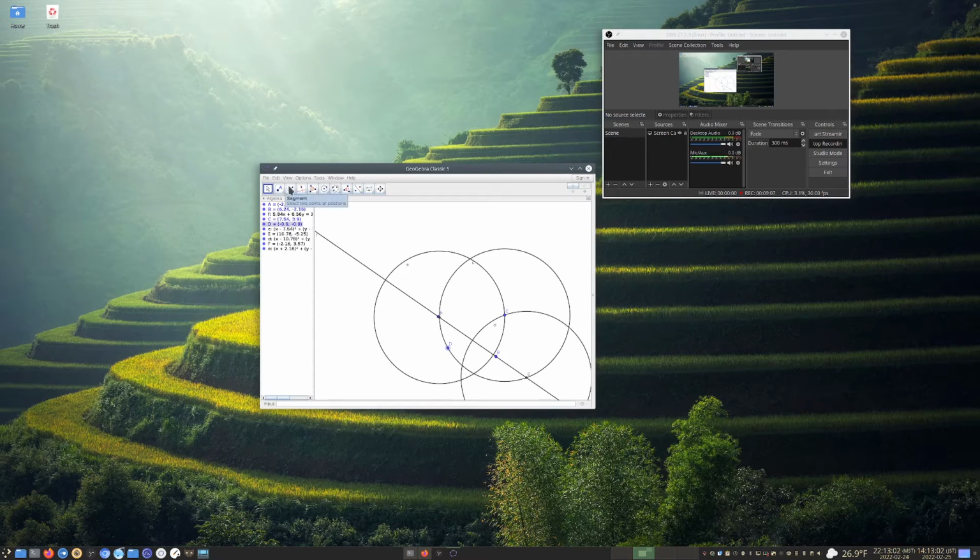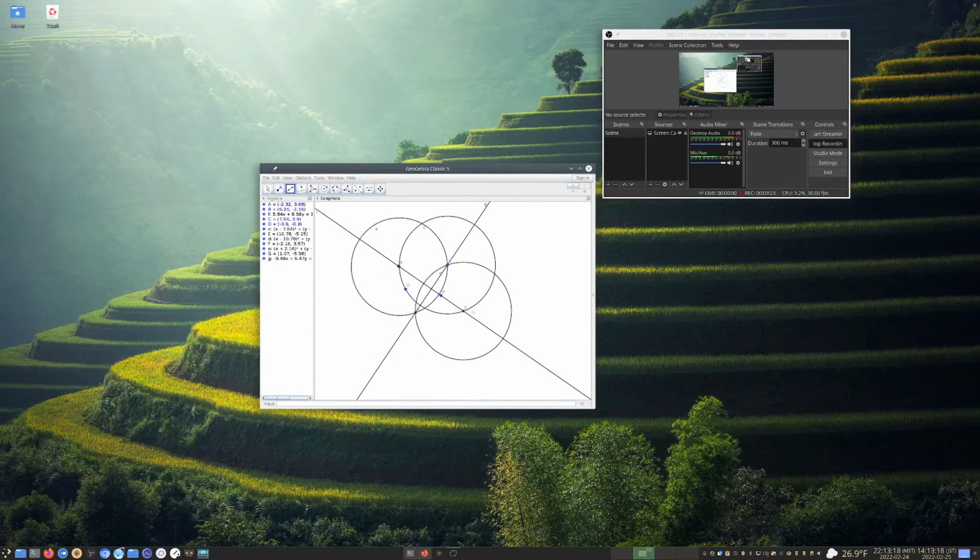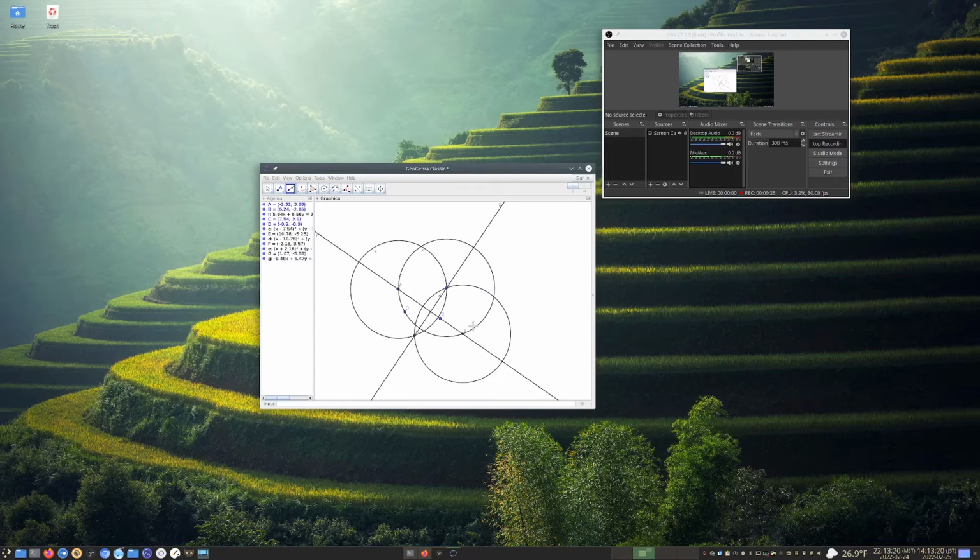So anyway, this is how we make a perpendicular. It's like this. There, that's it. That's the whole construction. I think it's pretty similar to the last one we did. I don't remember. It was a couple days ago.